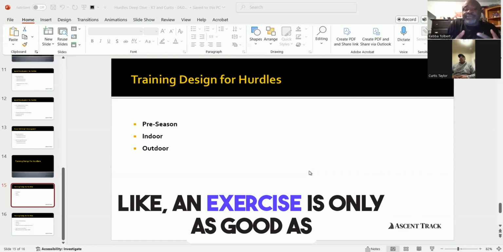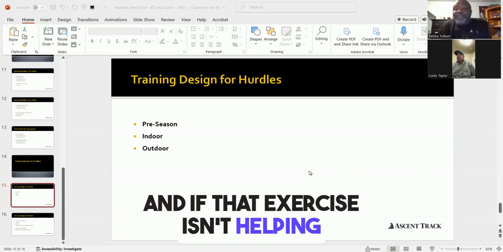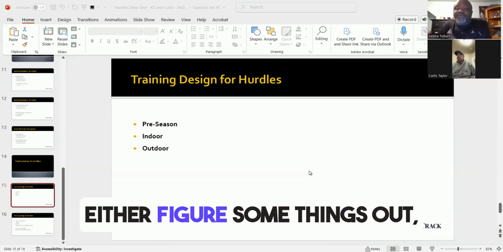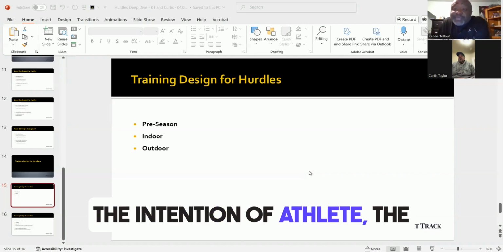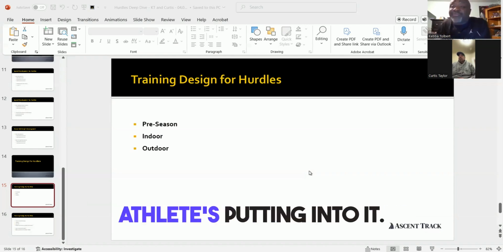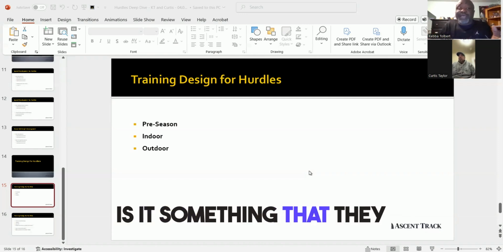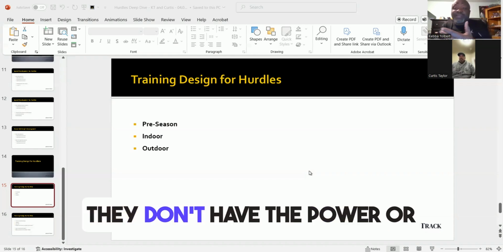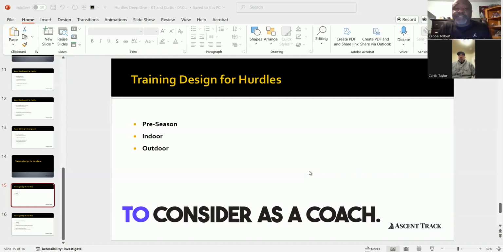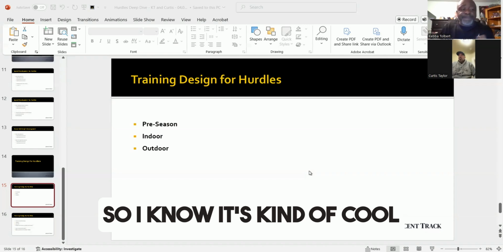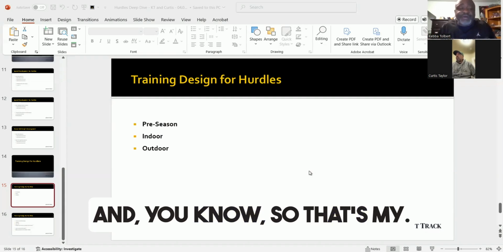An exercise is only as good as it's working. And if that exercise isn't helping the athlete, then you've got to figure some things out, whether it's changing the drill, changing the instruction, changing the attention of the athlete, the attention and the effort the athlete's putting into it. So you kind of have to know why that drill isn't working. Is it something that they can't do physically? Something like you said, they don't have the power or strength to accomplish. And so these are things you have to consider as a coach. So I know it's kind of cool and sexy to say, oh, these drills fix these things, and so that's our take on it.